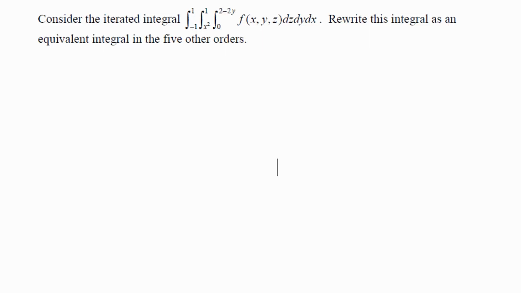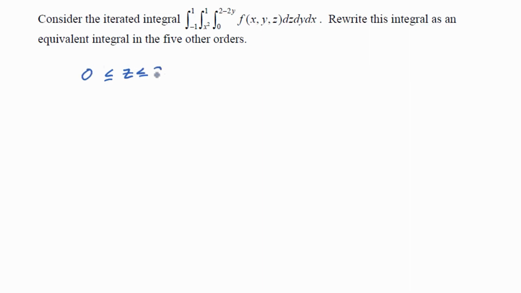So we have this integral from -1 to 1, of the integral from x squared to 1, of the integral from 0 to 2 minus 2y, some generic function f of x, y, z, dz, dy, dx. I'm going to set it up with respect to y first. Now, before we do that, can you tell me what z lies between?